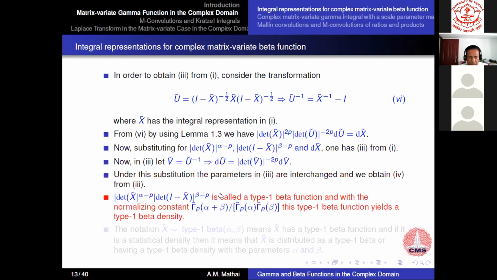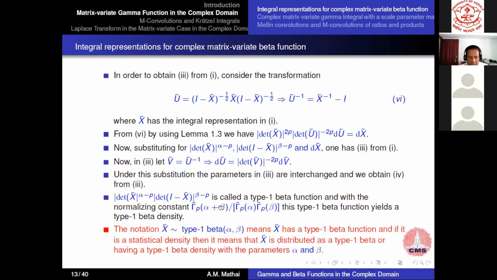Now, for getting from type 1 to type 2, you can go through a transformation of the following type. Here, if X is type 1, and I make this transformation, U equal to I minus X raised to minus half, X raised to minus half, I can split this X raised to half, X raised to half, absorb one part here and the other part there. So I will end up with U equal to X inverse minus I, the whole thing raised to minus 1, or U inverse is equal to this.